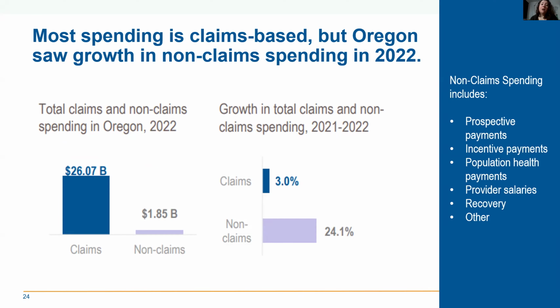So we saw a really big growth, 24.1% growth in non-claim spending between 21 and 22, compared to just 3% growth in claim spending between 21 and 22. And again, putting these data side by side so you can see both the total dollars we spend, $25 billion more in claims than we do in non-claims. But in this time period, we saw a lot of growth in non-claims. Next slide.